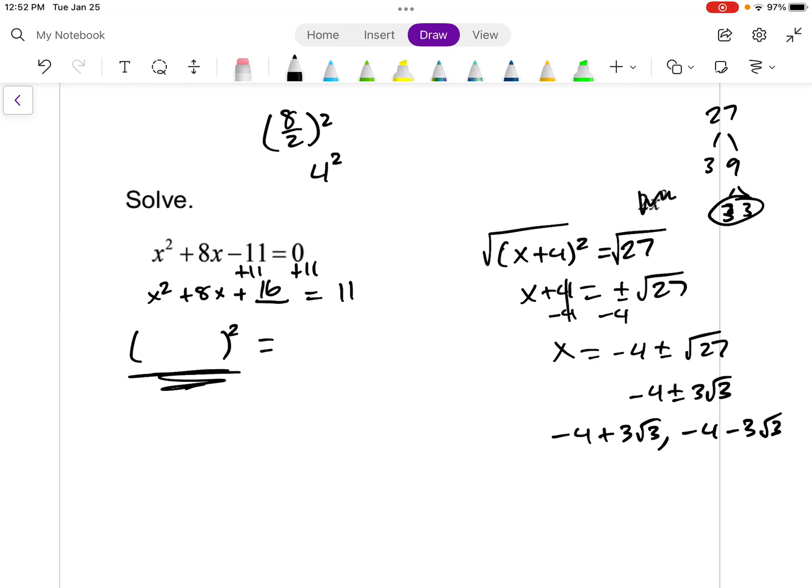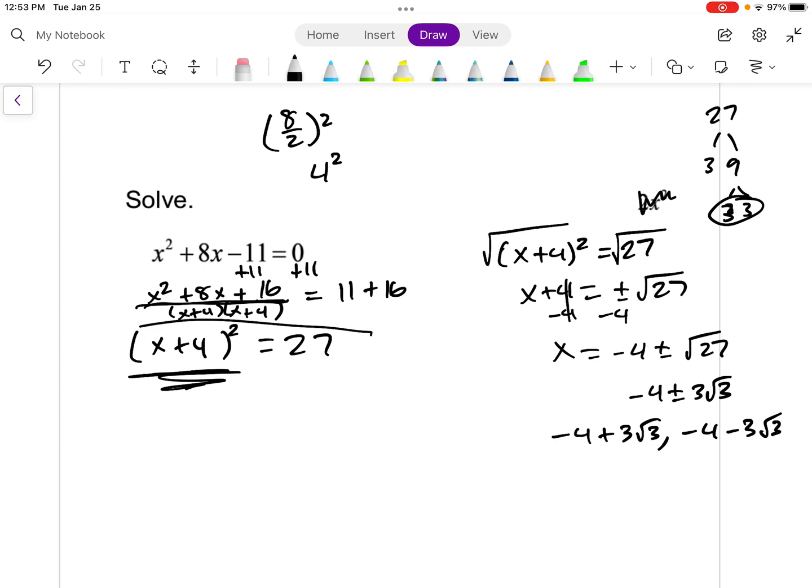Well, if I add a 16 to the left side, I've changed the equation unless I add a 16 to the right side. And now I still have an equivalent equation. I have the same equation in a different form. This is now a perfect square, right? If I factor it the long way, it's x plus 4 and x plus 4, which is really just x plus 4 squared. Over on the right side, I've got 11 plus 16 was 27.